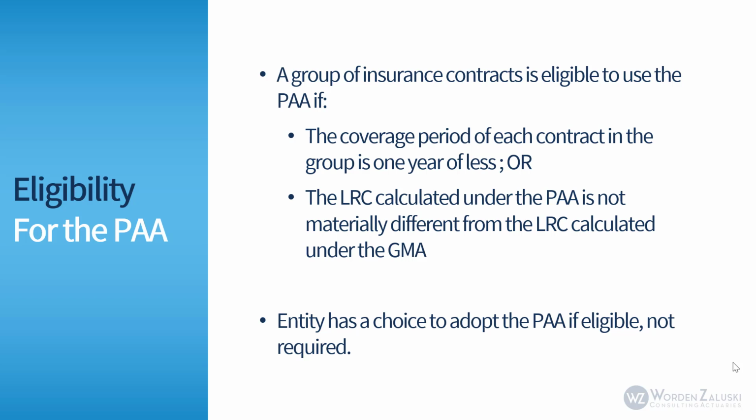To be eligible for the PAA, there are some requirements. A group of insurance contracts is eligible to use the PAA if the coverage period of each contract in the group is 1 year or less, or the LRC, liability for remaining coverage, calculated under the PAA is not materially different than the LRC calculated under the GMA. So if you have a contract that is 12 months or less, it will automatically qualify for the PAA. If the contracts are longer than 12 months, then you have to do an assessment. You need to measure the LRC under the PAA and under the GMA. And if they are not materially different, then you can apply the PAA to that group of contracts.